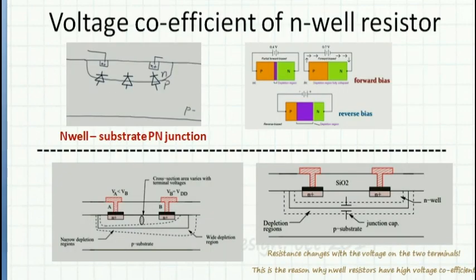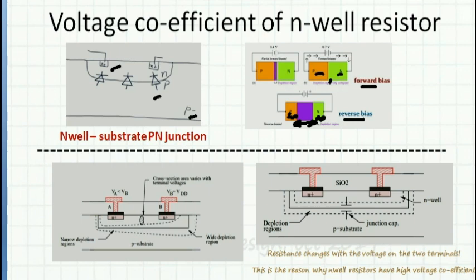Now we'll discuss an undesired effect called the voltage coefficient of an N-well resistor. Whenever an N-well is formed in a P minus substrate, a PN junction as shown here is formed. And whenever a PN junction is forward biased, the active area is very high, and there is no depletion region. Whereas when the same junction is reverse biased, the active region decreases and the depletion region increases.